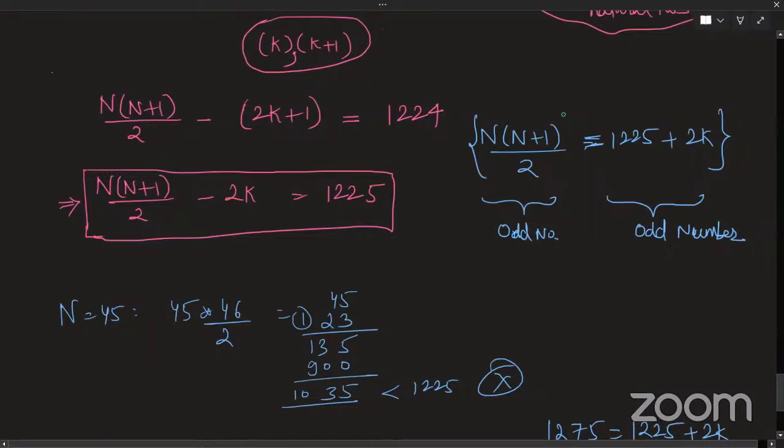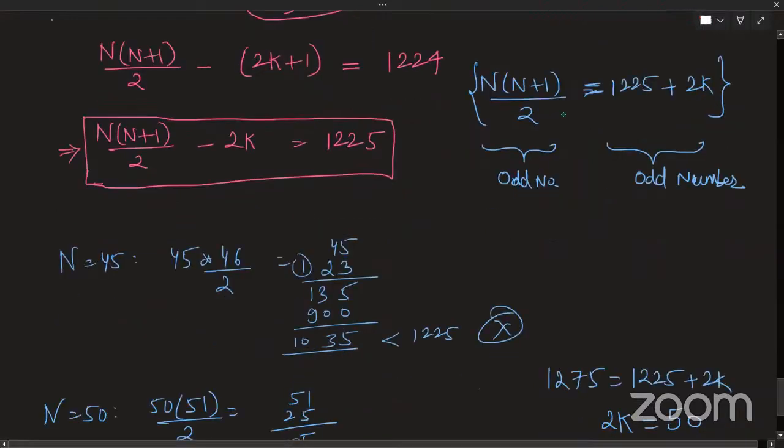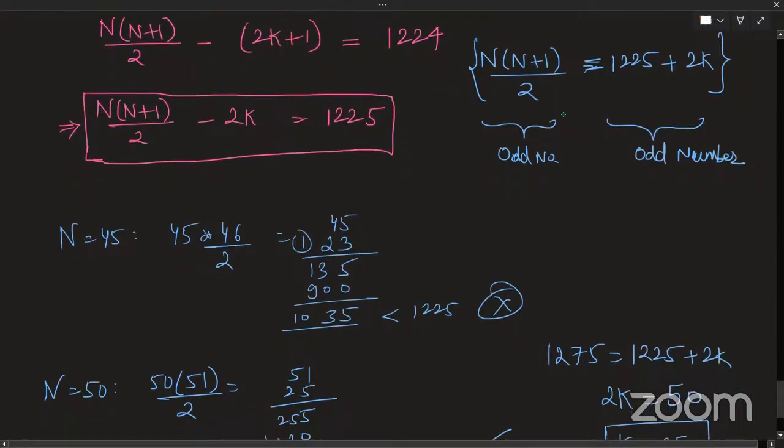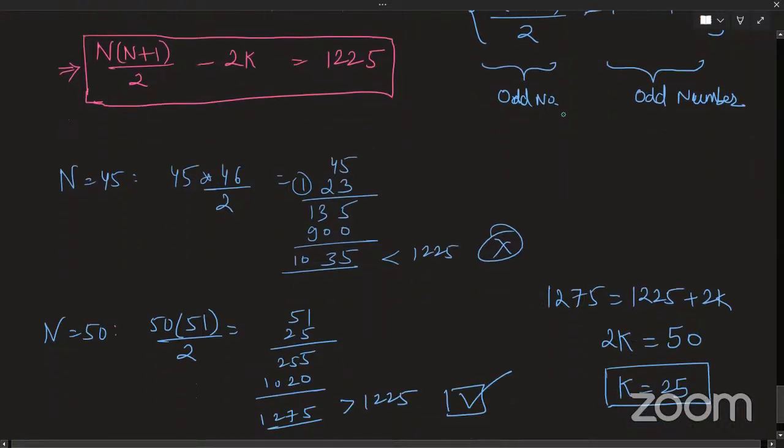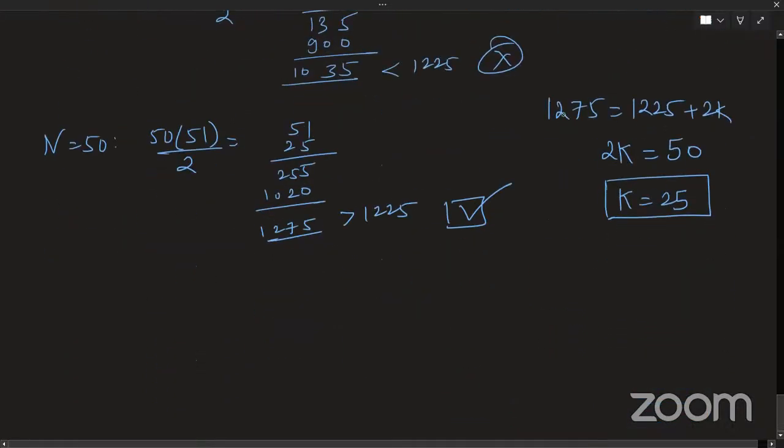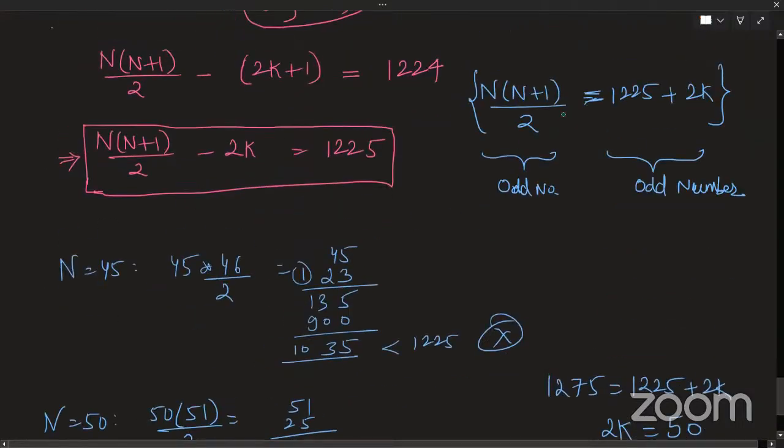Just you had to do one thing: by trial and error, you need to check n plus 1, because you need to manually feed in the values of n and check if it is coming greater than 1225. And if it is coming greater than 1225, then it should be odd also. You should be getting an odd value, because if you get an even value, then this won't work. So you just needed to check that it is odd.